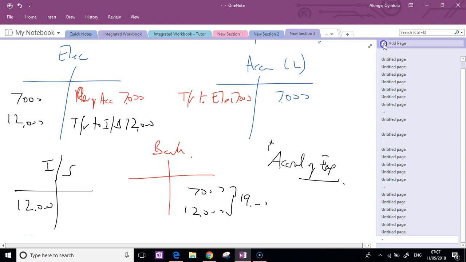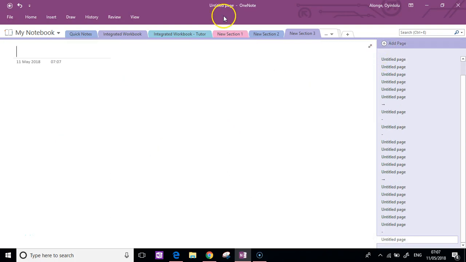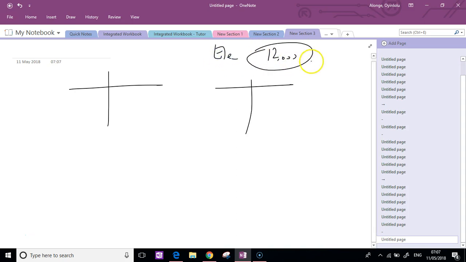Okay, let's do the next one. The next thing is the prepayment of an expense. In the same way, let's stick with electricity. So again, let's stick with the 12,000. You should pay 12,000 every year. That's the electricity charge. That's what you have for the period, a period of 12 months.